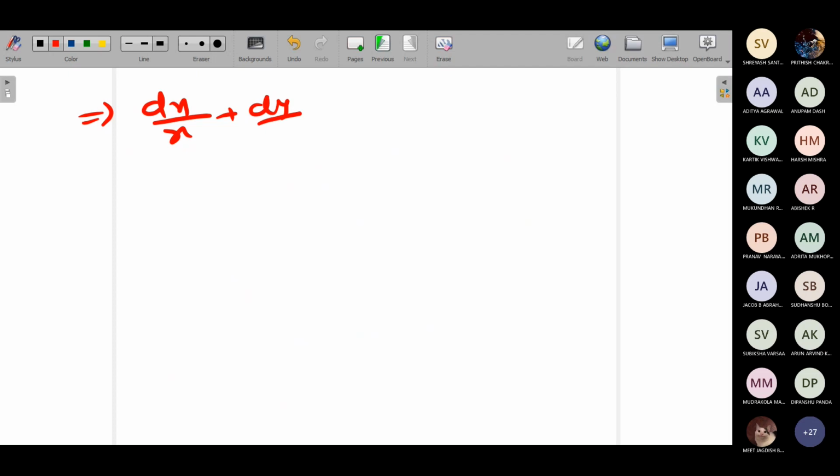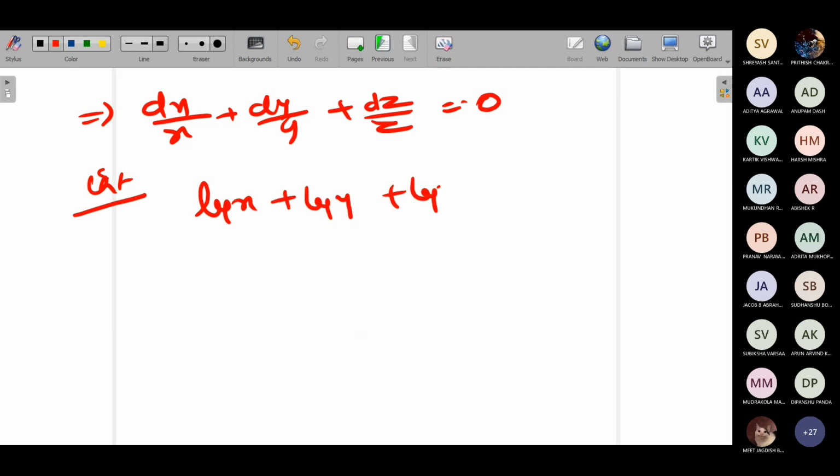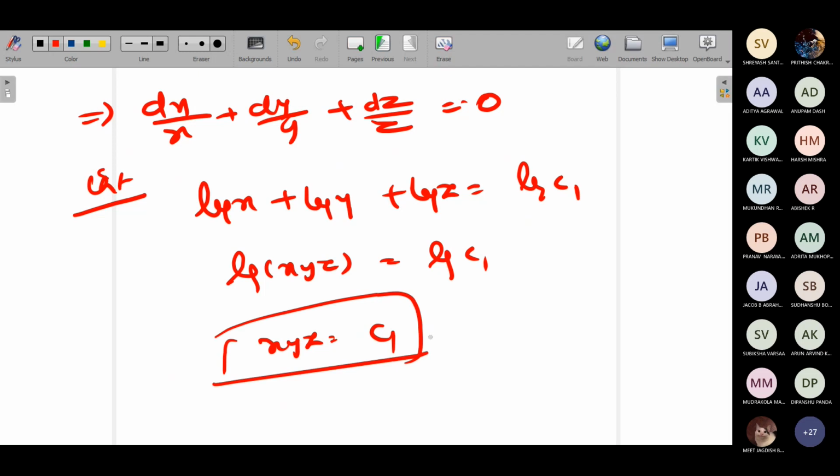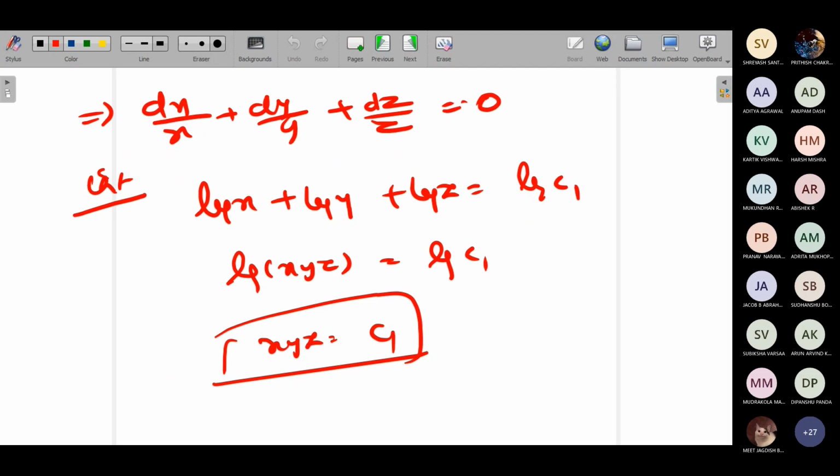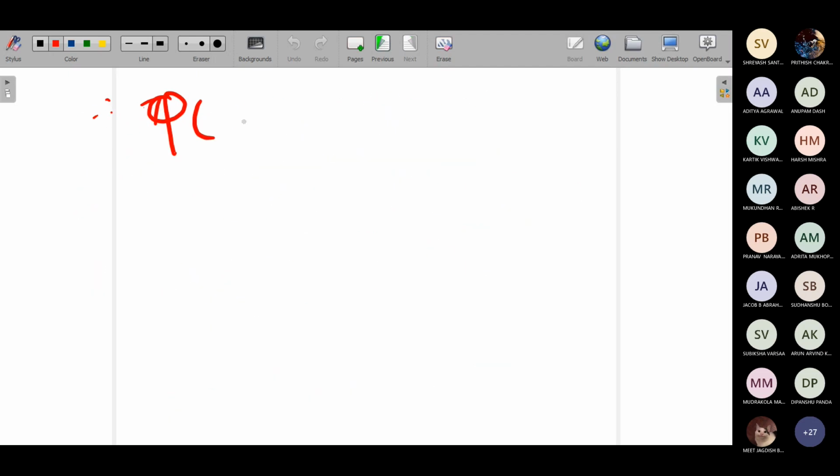So this implies dx by x plus dy by y plus dz by z equal to 0. So on integration, we get log x plus log y plus log z is equal to some log c1. So log xyz is equal to log c1. So xyz is equal to c1. So therefore, the required solution is phi of x plus y plus z comma xyz equal to 0. Anyone has any doubts in this?